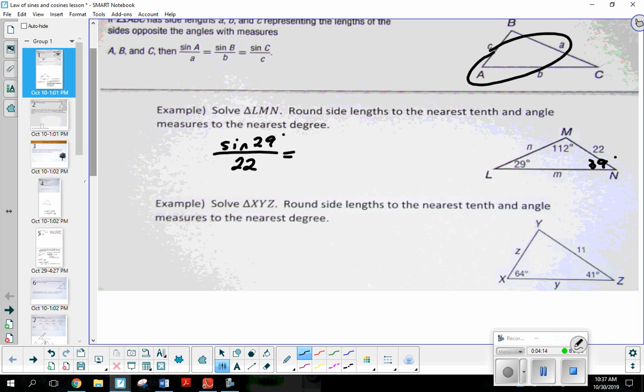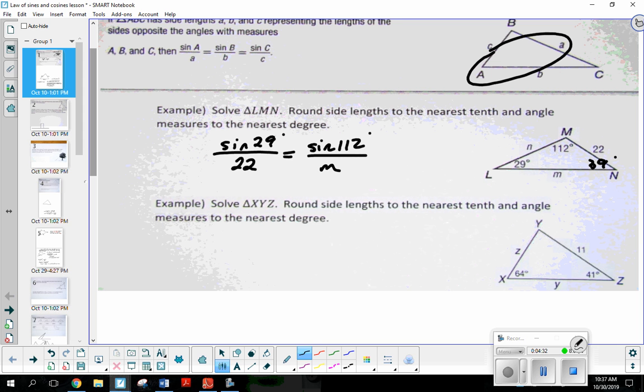Okay, so if I want side M, I'm going to have to use the angle directly opposite that. So I'm going to say sine of 112 degrees over the side length I'm looking for. Okay, so I created my proportion. That's easy enough. How do I solve a proportion, though?